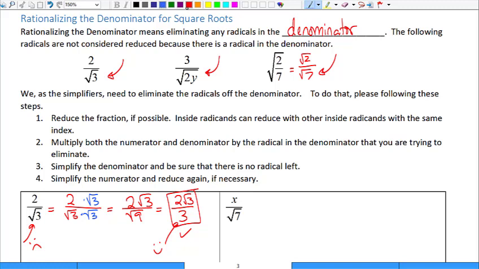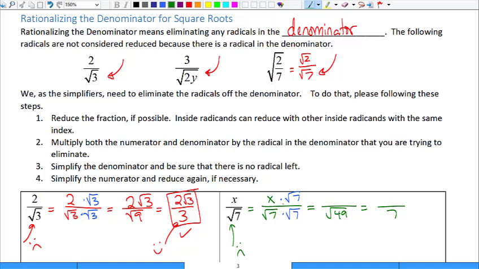So let's try the next problem. We have x over root 7. Now this is not rationalized because we have a radical in the bottom, and that's a no-no. So what I'm going to do is multiply both the numerator and the denominator by some radical. The radical I choose is root 7. The reason I choose that is because when you're simplifying the bottom, root 7 times root 7 is root 49. And root 49 is a perfect square, which is plain 7. Not root 7, but plain 7, because the square root of 49 is plain 7.